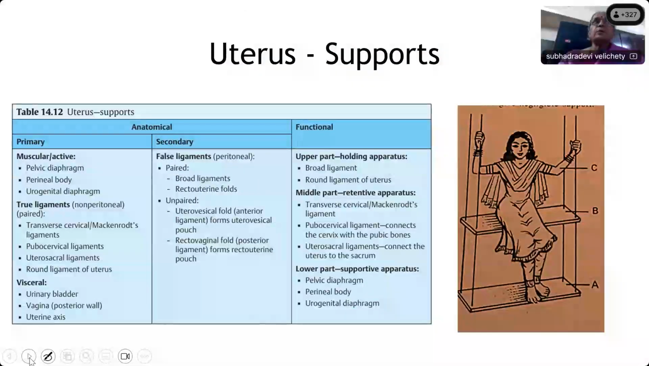And uterine supports also. I gave a picture. So this will give you the functional components. What is the upper part, the holding apparatus, you can see. And what is the middle part, the retentive apparatus? What is the lower part, the supportive apparatus? So ABC, if you go from below upwards: lower part, middle part and upper part. You can correlate with the structures and supports for the uterus. At least the last one you should remember, and the other ones also, primary, secondary, you have to classify.